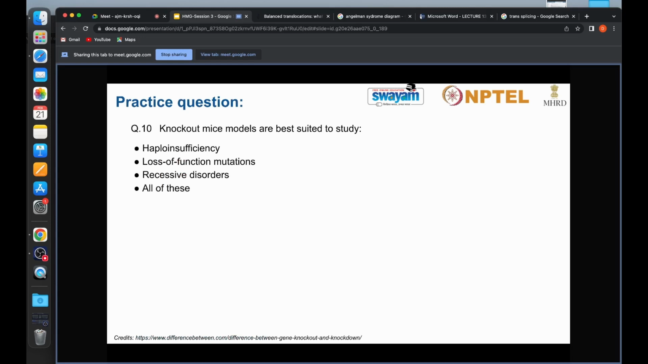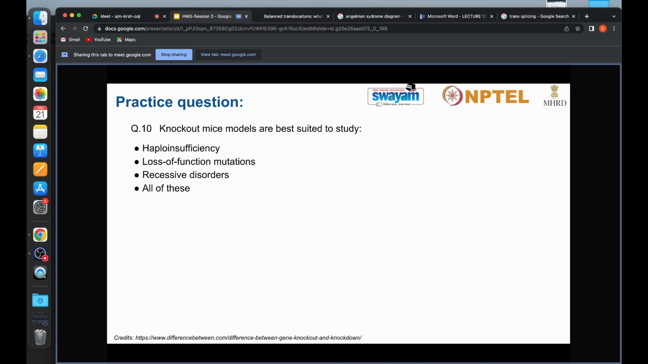Then we discussed the knockout mice models. In this, the question was: for which of these reasons can we use knockout mice models? First was haploinsufficiency, next was loss of function mutations, then recessive disorders, and then all of these.